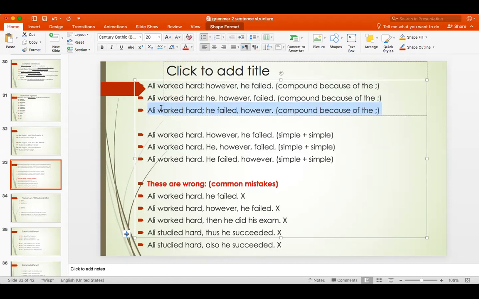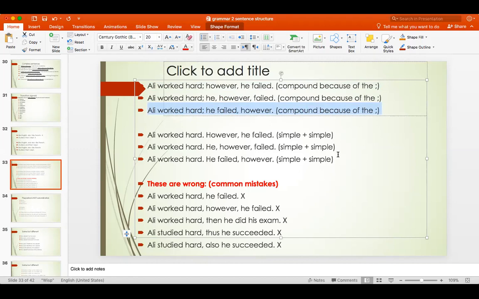Ali worked hard; he, however, failed. By the way, you can delete this comma, it's optional. You can delete these two commas, they are optional. But if you delete one, you delete the other. If you use one, you use the other. Ali worked hard; he failed, however. And this is beautifully used. When you move it to the end, it comes as a surprise to the reader.